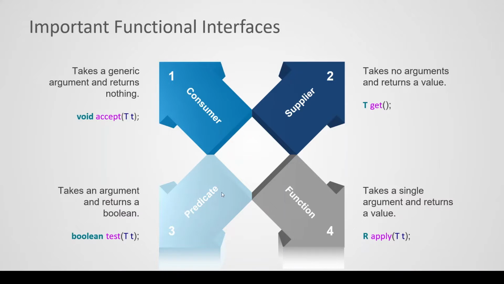The third interface is the predicate, which takes an argument and returns a Boolean value. So the signature is boolean test and the generic argument T. The fourth one is the function. It takes a single argument and returns a value. The signature is R apply and the generic argument T.